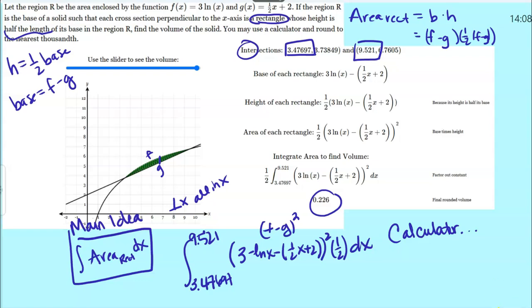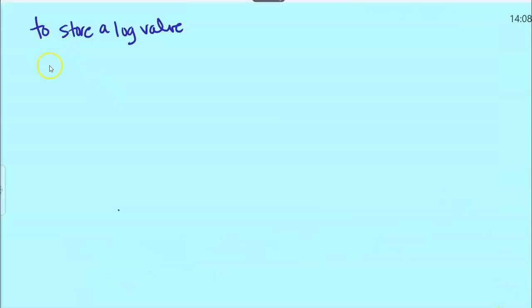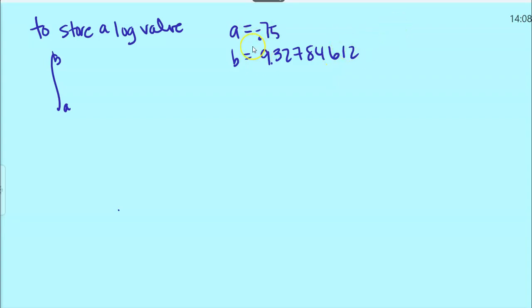What you want to do, though, is make sure that you mark it as A. So if you say from A to B and it's a calculator problem, somewhere on your paper you need to say that A equals negative 0.75, and then B equals whatever it is, 9.3278461.2. And then you don't ever have to type them again. You can just use A and B, and the reader will read it forever. But you would use alpha, and then the letter that you want, A or B or whatever.